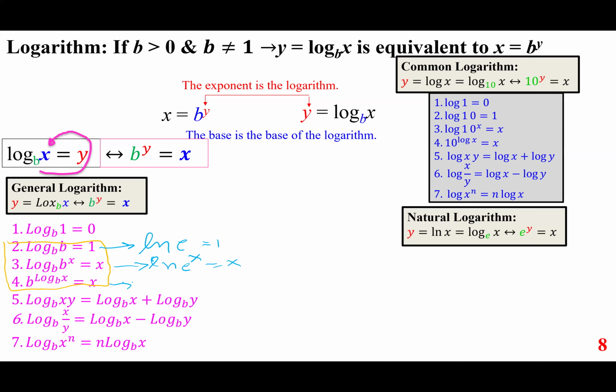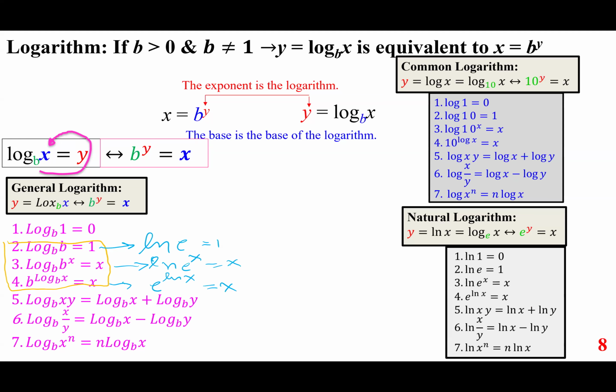And what about the last one? The base is b, so you have to write the base e. Log x base b becomes ln x. So that's the transition. I hope it makes sense to you.